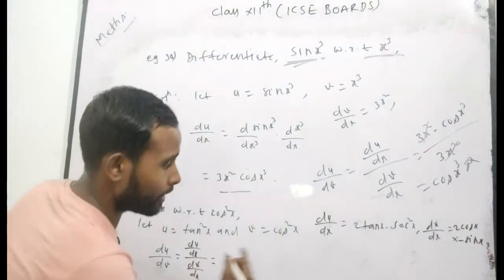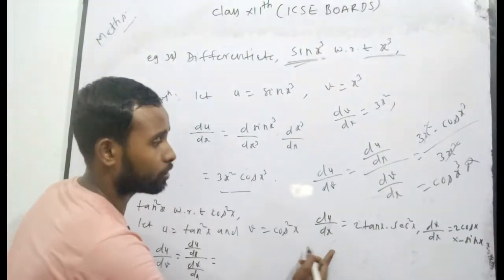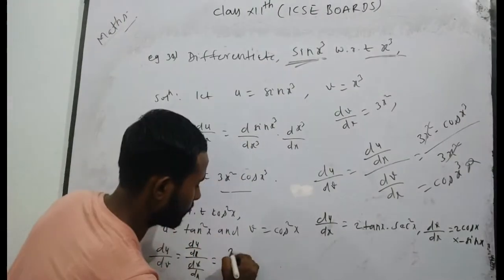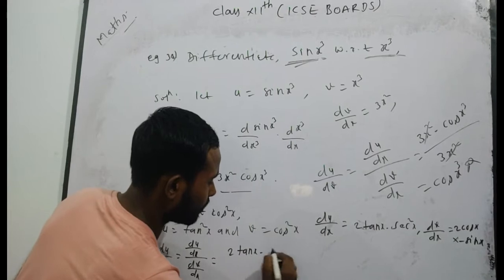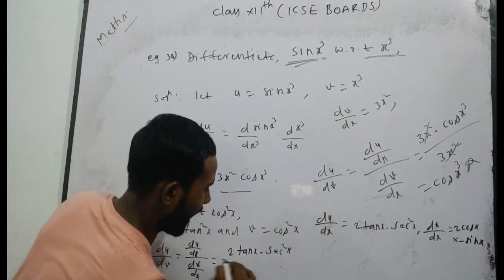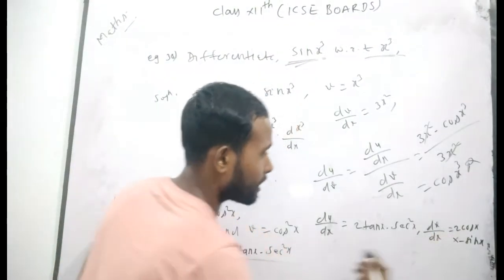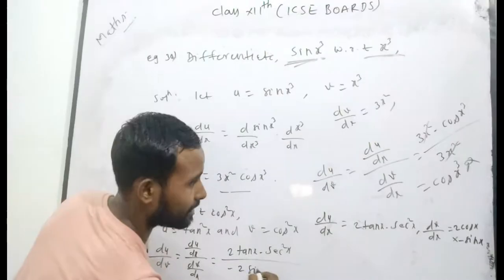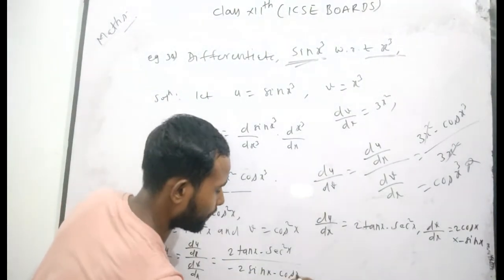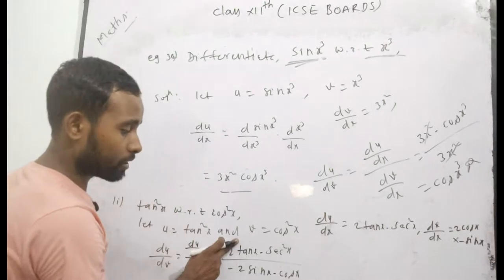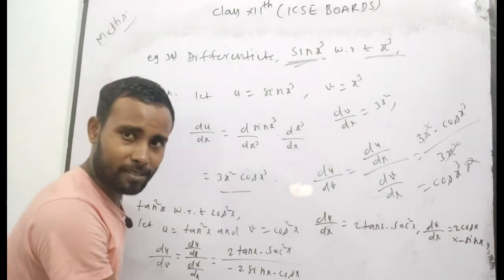What is the value of du/dx? du/dx is 2 tan x into sec square x, by dv/dx, which is minus 2 sin x into cos x. I think you understand. Now tan x can be written as sin x by cos x.